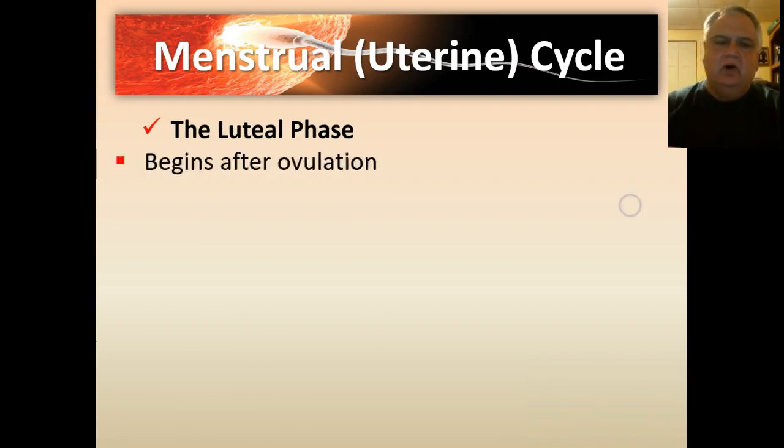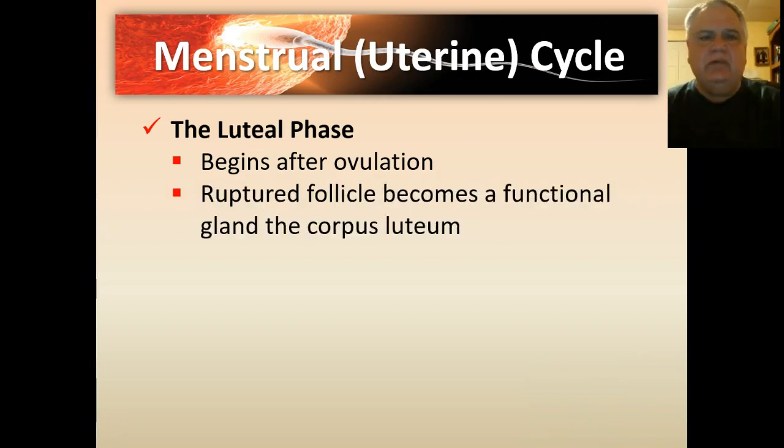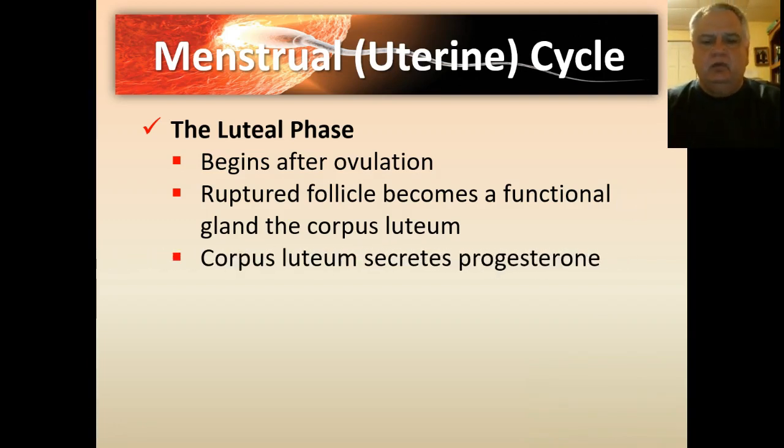But now that takes us on to the luteal phase. The luteal phase begins immediately after ovulation. Once that egg is ovulated, we are in the luteal phase, because think of what we have. The Graafian follicle ruptures, and that leaves a gland behind called what? The corpus luteum, the yellow body. So the ruptured follicle becomes a functional gland, the corpus luteum, and that corpus luteum begins to secrete progesterone.